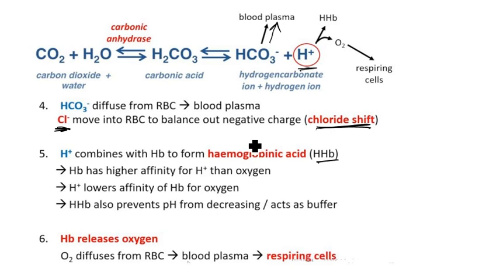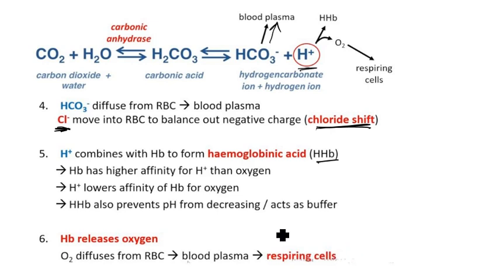Then the last thing that happens there is that hemoglobin will now release oxygen. The reason is that the hemoglobin now has a high affinity for hydrogen, so it will cause a release of oxygen. Remember, all this process is just for the oxygen to be released into the respiratory tissue. So the hemoglobin releases the oxygen it was carrying, the O2 diffuses from the red blood cell into the blood plasma and then to the respiratory tissue.